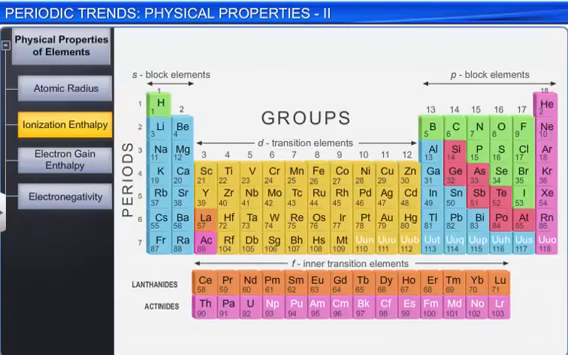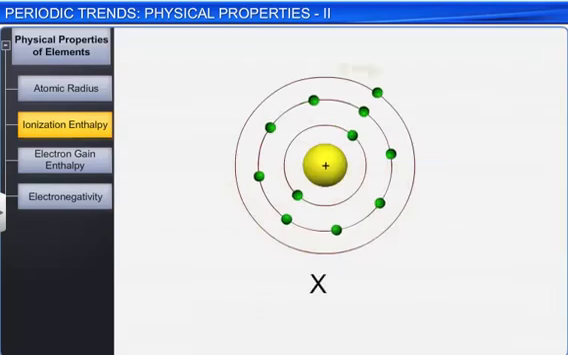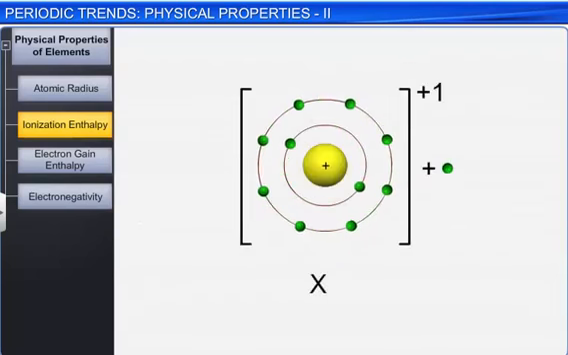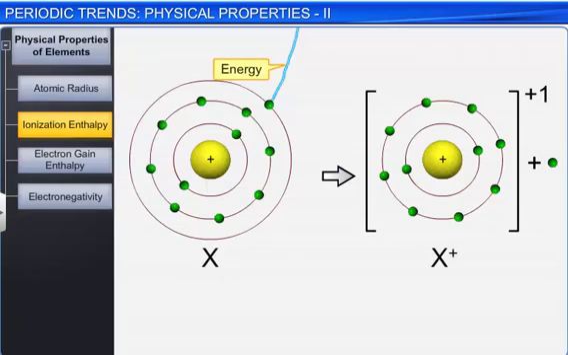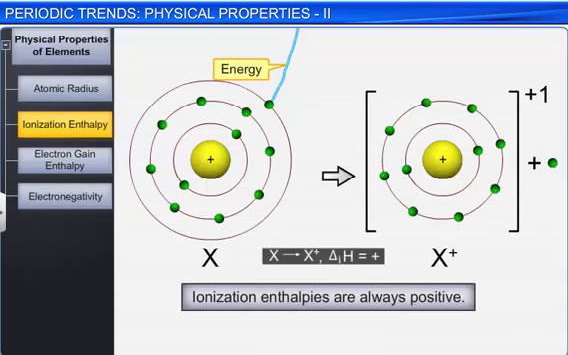Another important physical property is ionization enthalpy. The energy required to remove the most loosely bound electron from an isolated gaseous atom, X, in its ground state is called ionization enthalpy. Ionization enthalpy is expressed in the units of kilojoules per mole. Energy is always required to remove electrons from an atom, and hence ionization enthalpies are always positive.